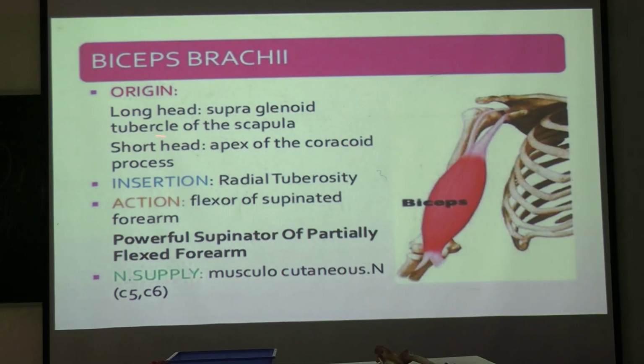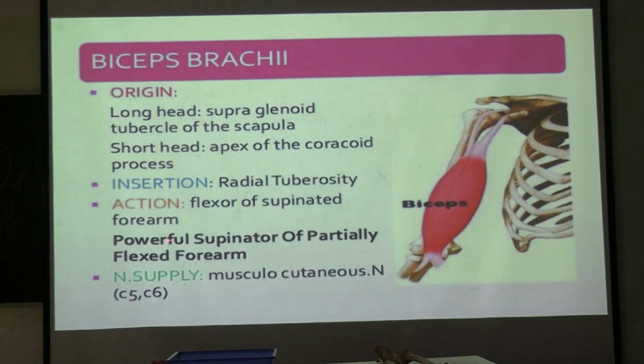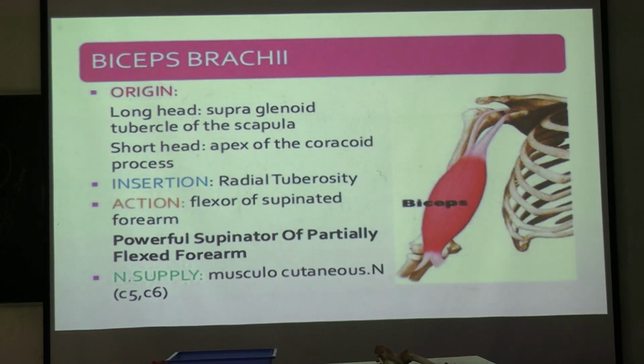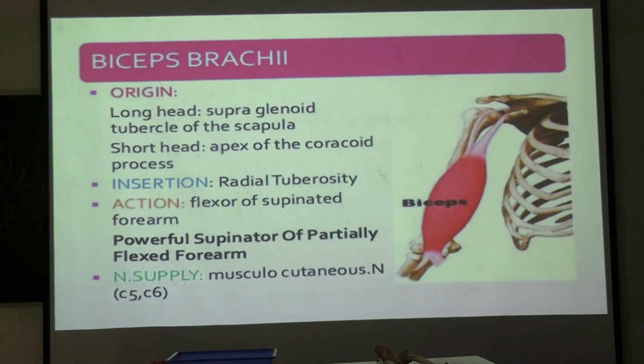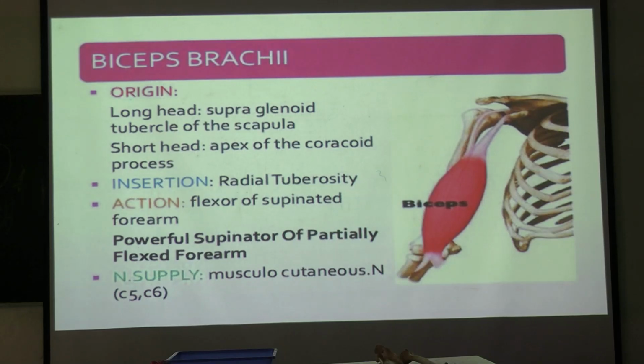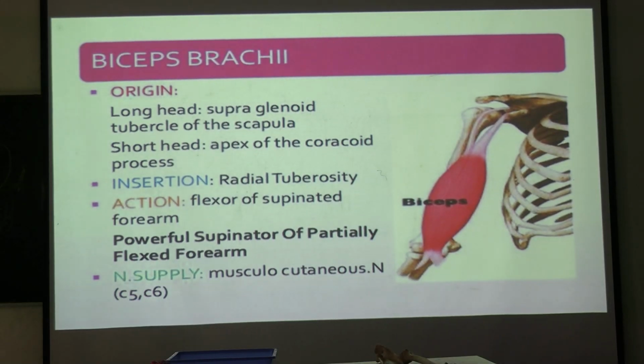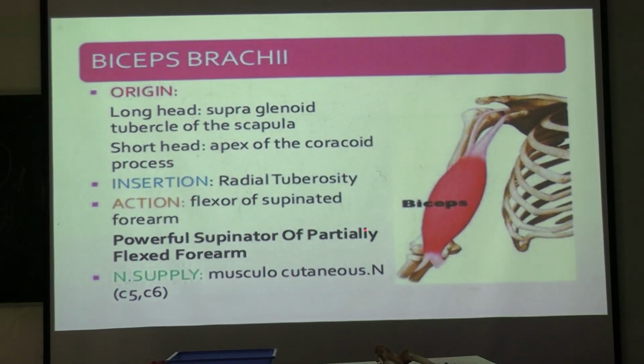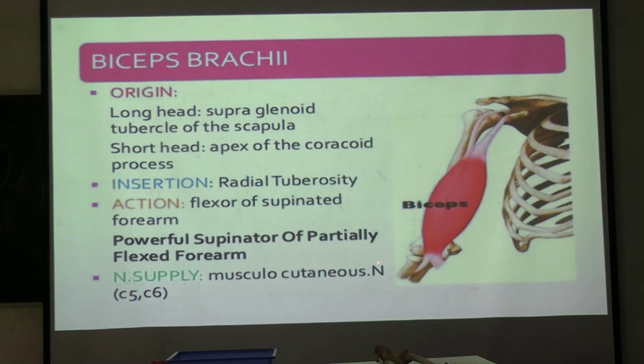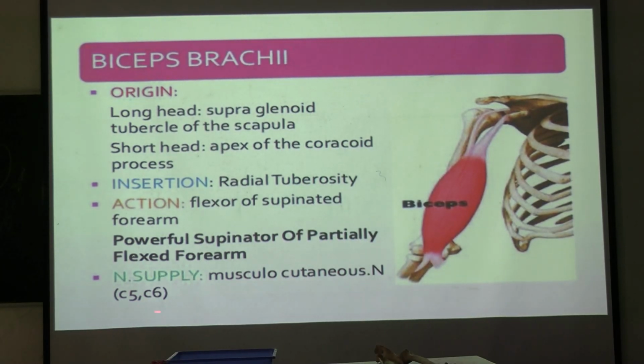Okay, and action is flexion of the supinated forearm. This is supinated position of the forearm. In this position, flexion is done by the biceps brachii. So it is a powerful supinator of partially flexed forearm, and nerve supply is musculocutaneous nerve, C5, C6.